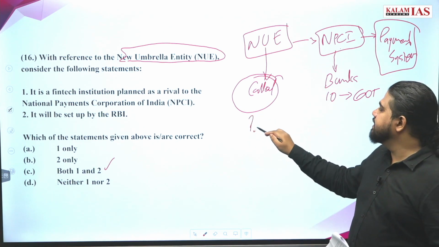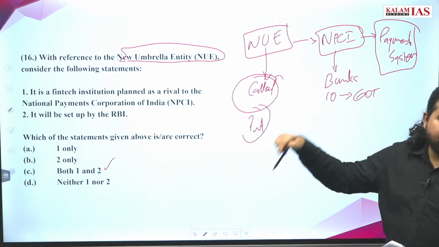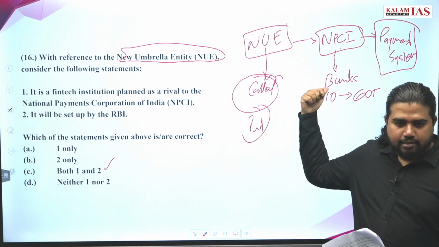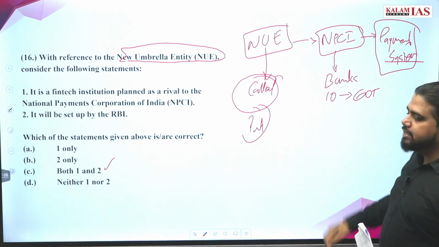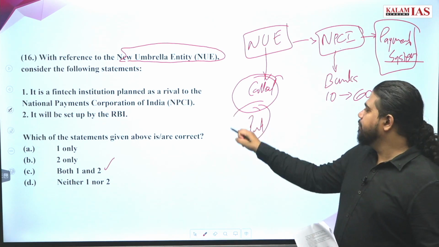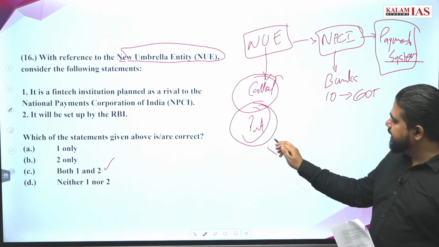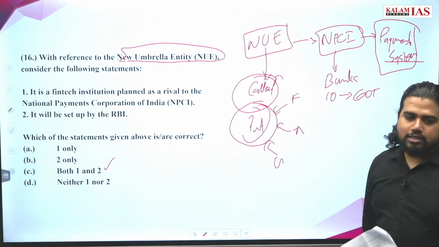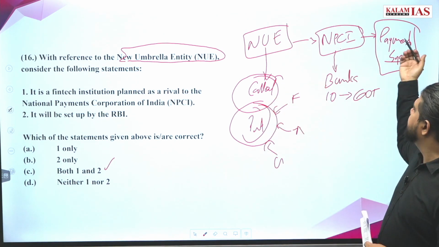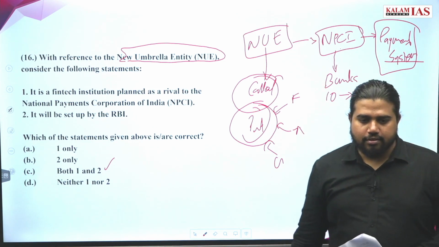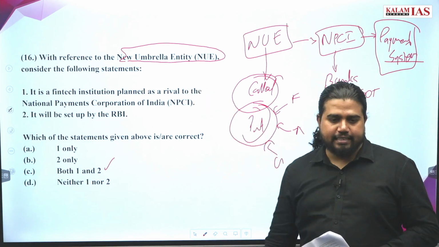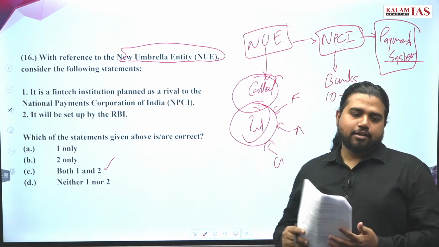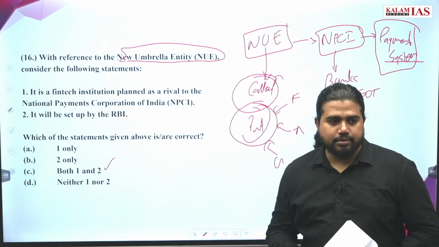Other private entities can come and set up payment bodies like this, to give competition to NPCI and improve the payment system. Now when RBI called this tender, they got applications from Google, Amazon, Facebook, all these big companies, applying for the license of NUE, or New Umbrella Entity. It will be a single entity which can facilitate different kinds of payment systems.